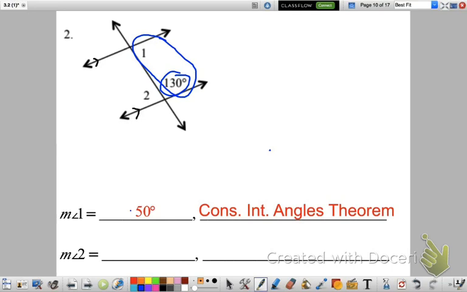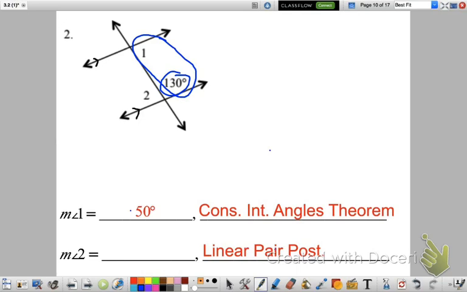Now, there are a couple of different ways that we can find the measure of angle 2. We can find the measure of angle 2 by saying that angle 2 and the 130 degrees are a linear pair, or angle 1 is alternate interior to angle 2. Either one would be correct.